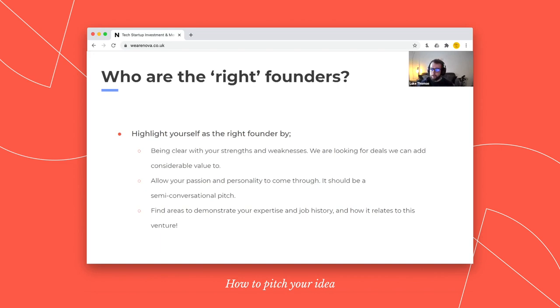And find areas to demonstrate your expertise in history. Show your job history. How does it relate to this venture? Find the right times in your pitch to drop in anecdotes and nuggets about the market, so that you come across as a real expert in that industry. This can be things like, did you know 80% of the market is controlled by 5% of the companies? We wouldn't know that. We're not experts in every market, but by saying little things like that, you're highlighting your own expertise, and that's who we want to work with.